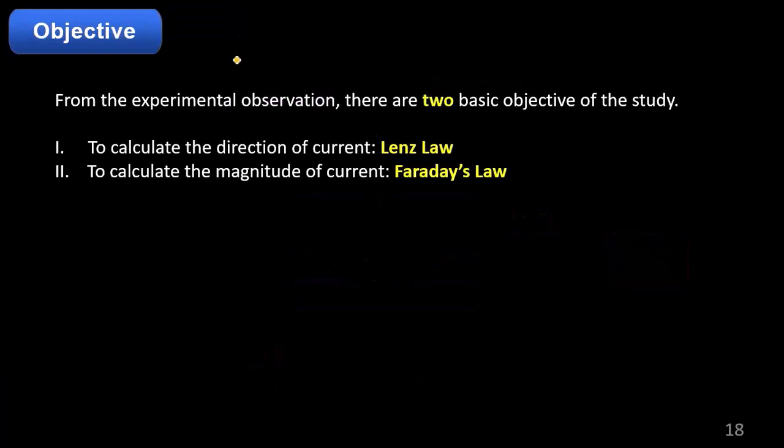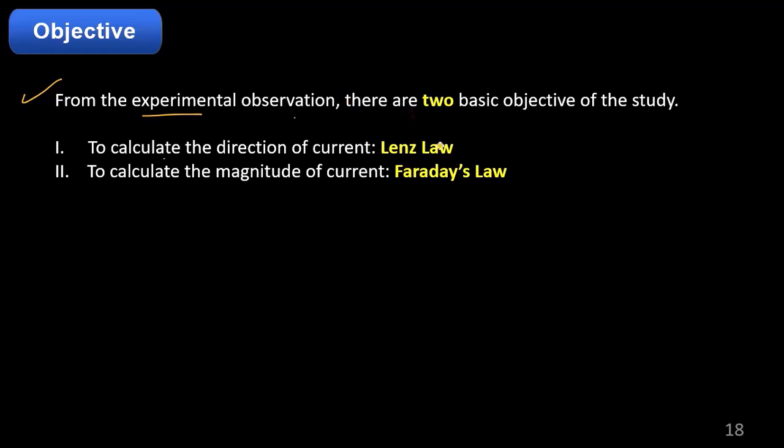So ultimately, what is the objective of this chapter? From the experimental observation, there are two basic objectives. The first is to calculate the direction of the induced current. In which direction? We understand that whenever the flux is changing, current will flow.